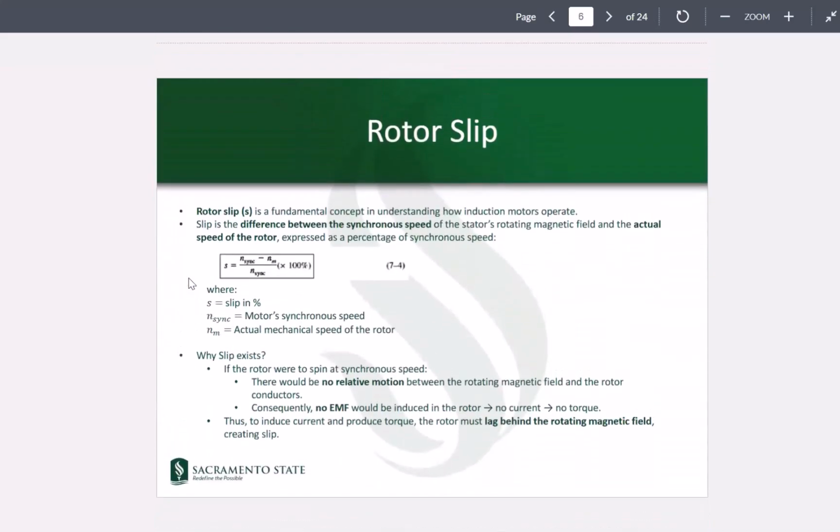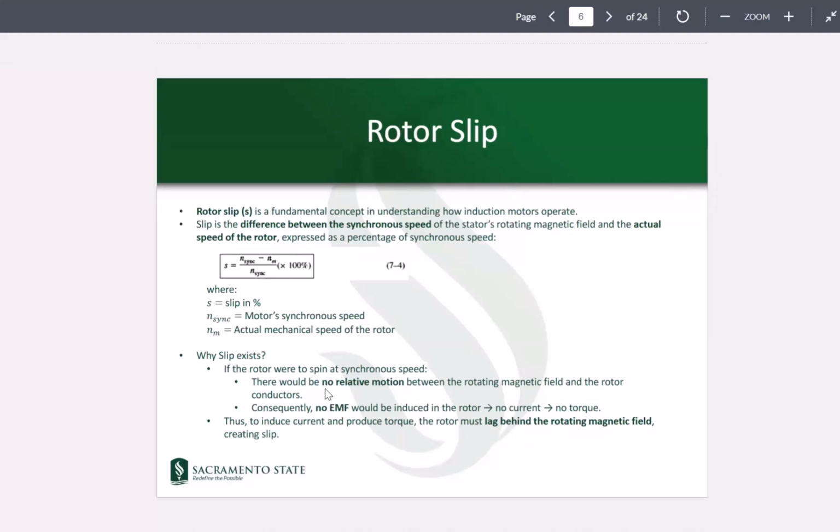There would always be some difference between the actual motor speed and the synchronous speed, and that can be described by slip. Slip would be n synchronous minus nm, over n synchronous. If you multiply that by 100, that will be shown in percent.